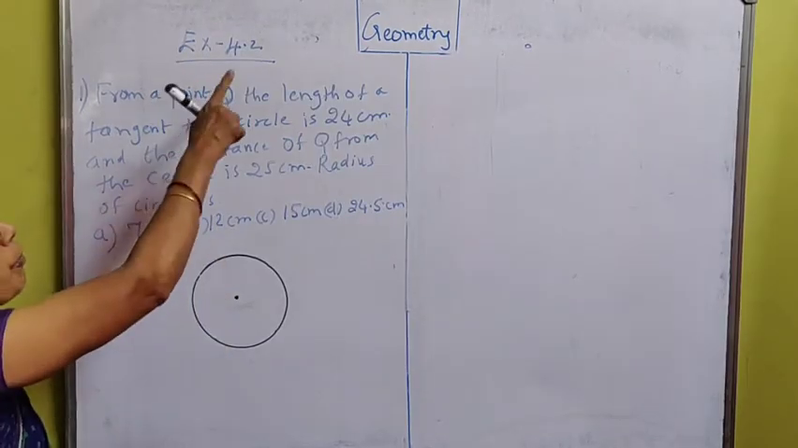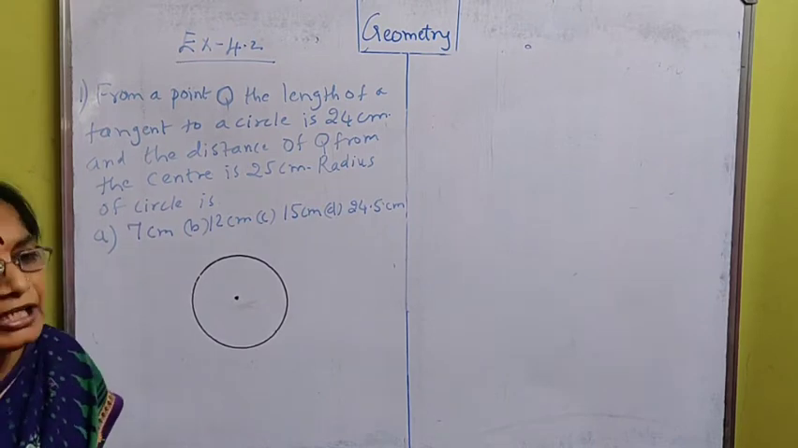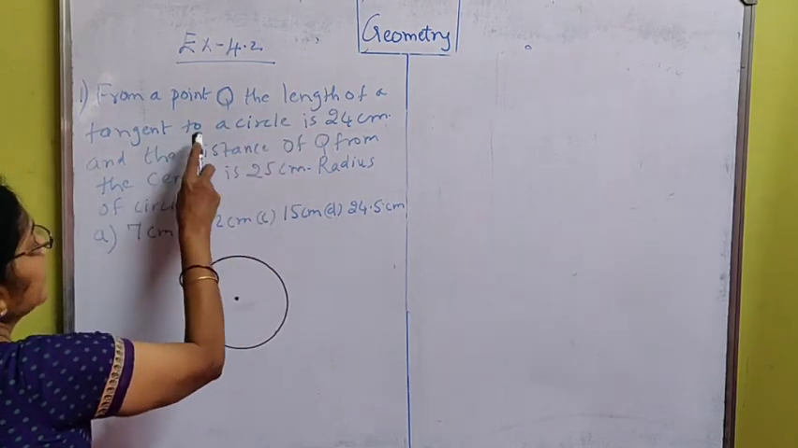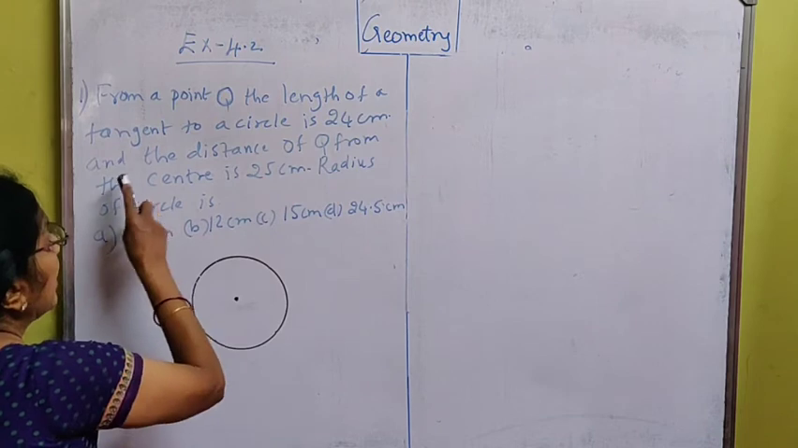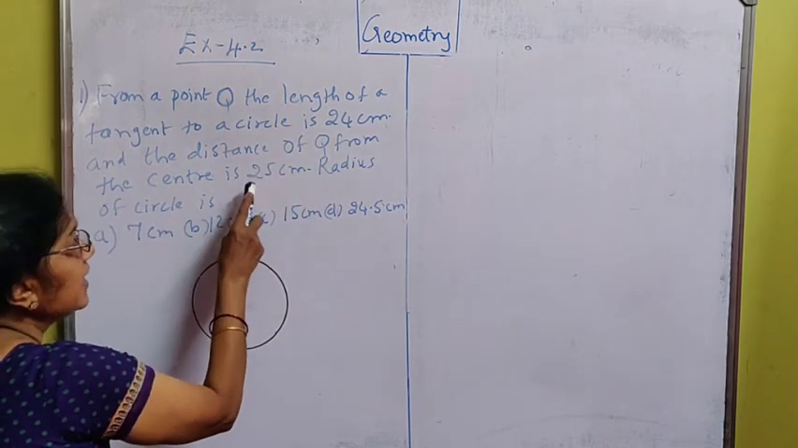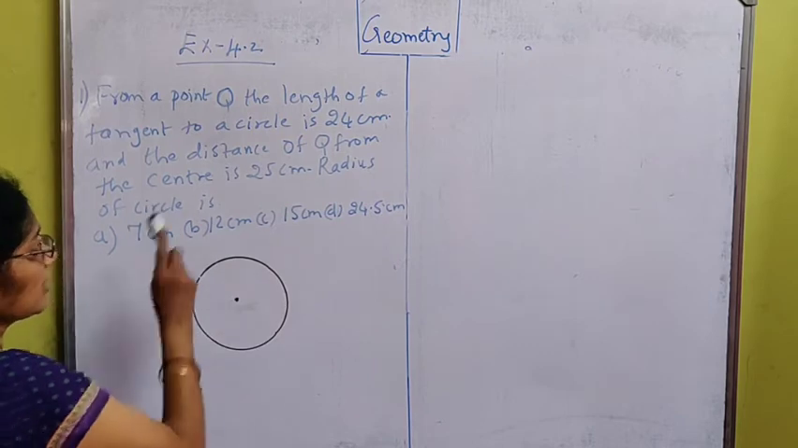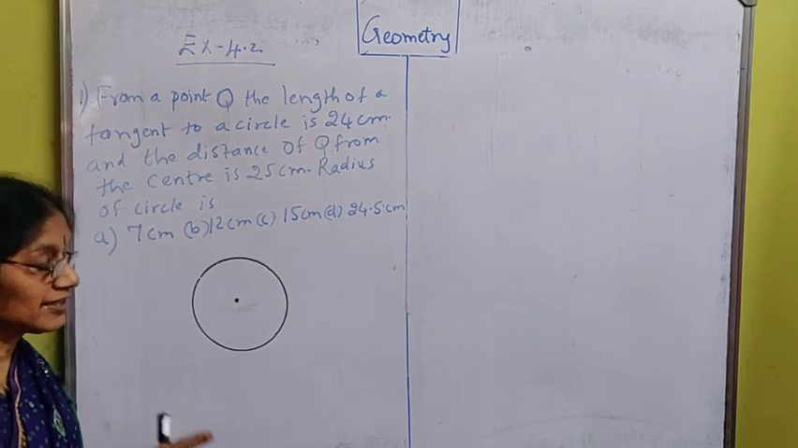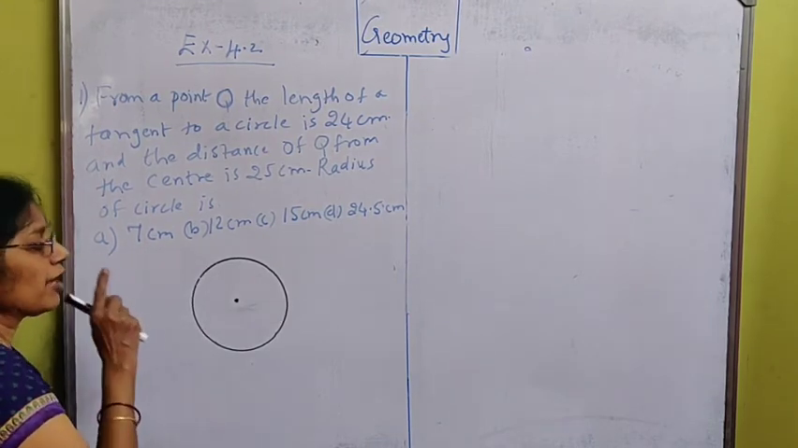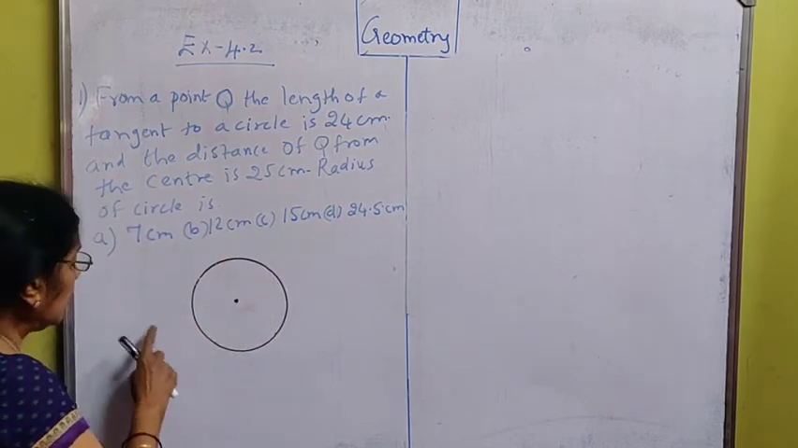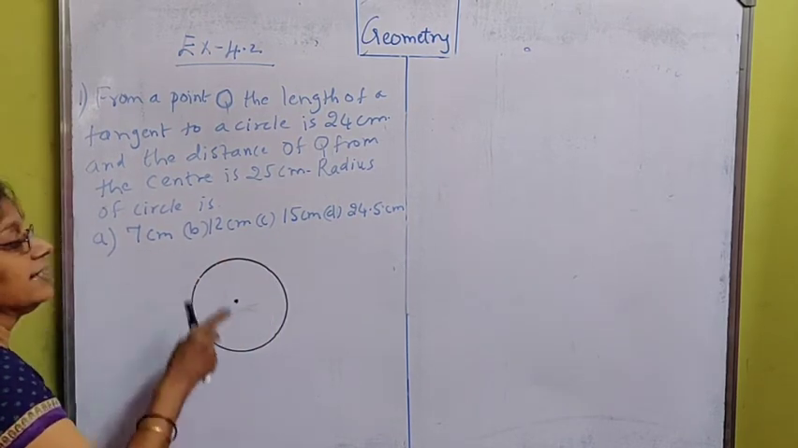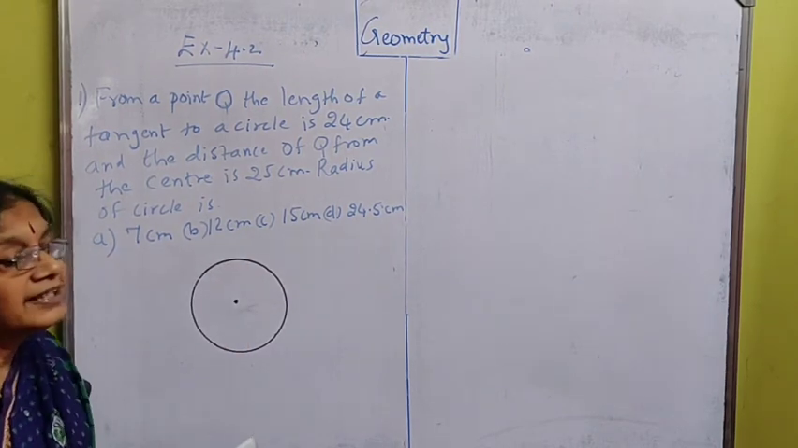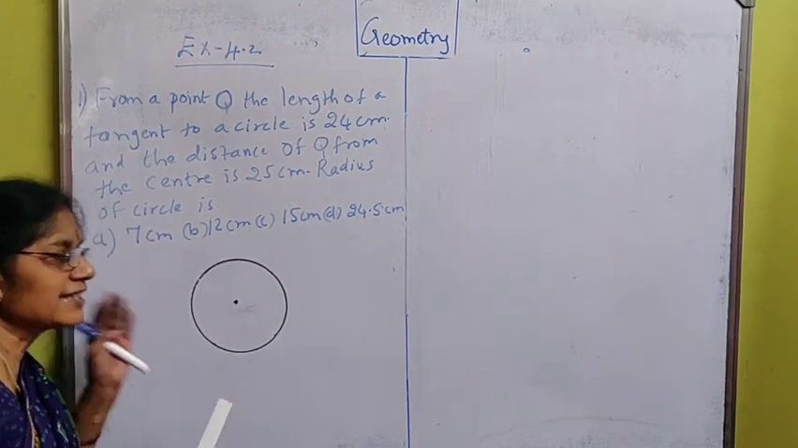Now we will see exercise 4.2. See the first sum. It is a multiple choice question. What is given? From a point Q, the length of a tangent to a circle is 24 centimeter and the distance of Q from the center is 25 centimeter. You have to find out the radius of the circle. Means Q is an external point. From Q, a tangent is drawn to the circle, and the center and the external point are joined. The length of the tangent is given and the distance between the center and the external point is given.